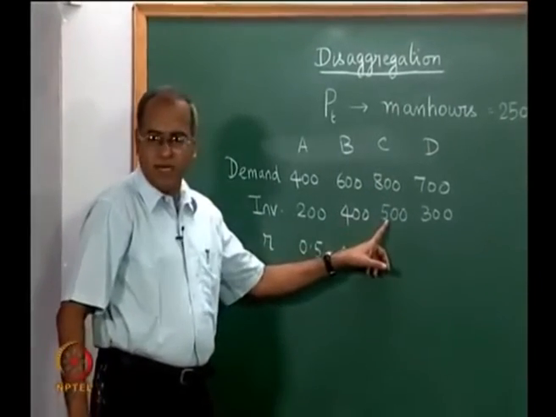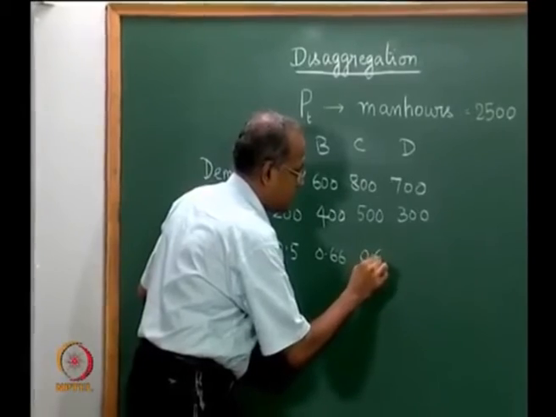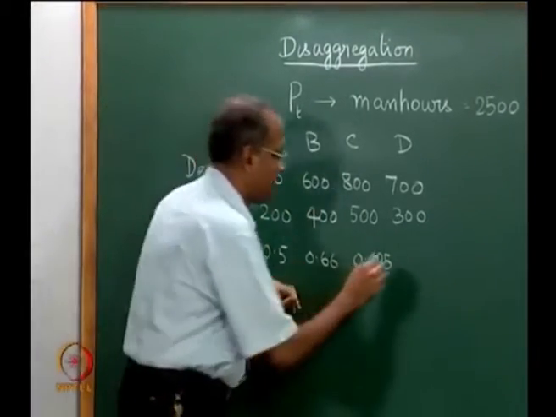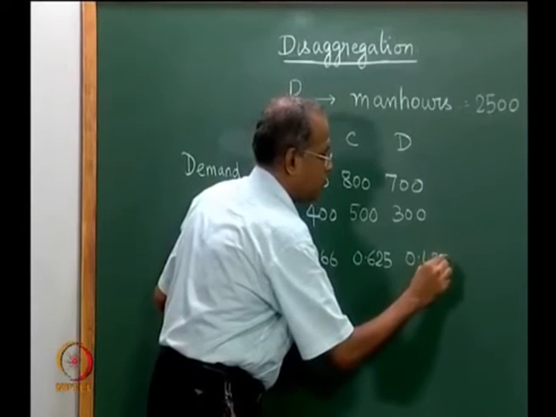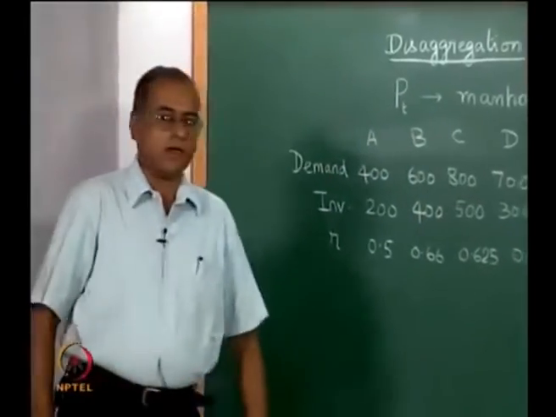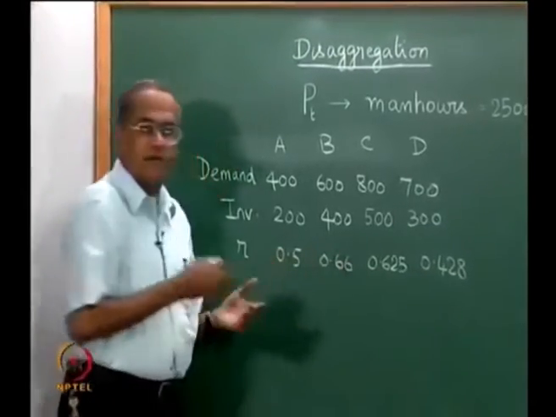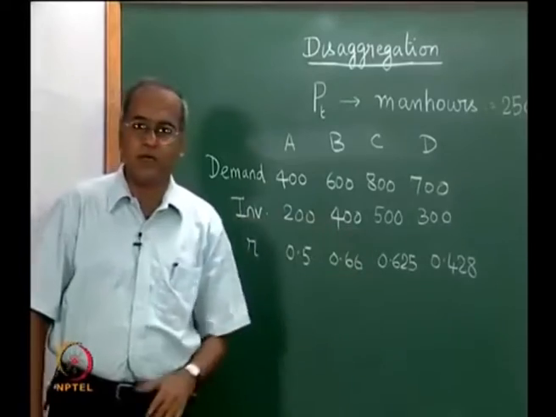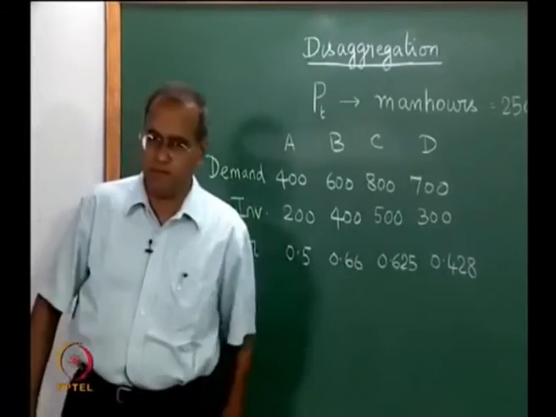So this is 5 by 8 which is 0.625 months, and this is 3 by 7 which is 0.4228 months. So from this R tells us the number of months of inventory that we have of these, or the inventory that is available here is capable of meeting so many months demand.